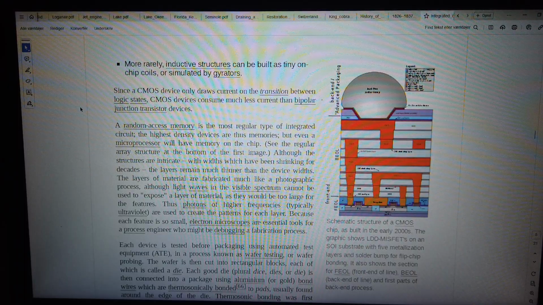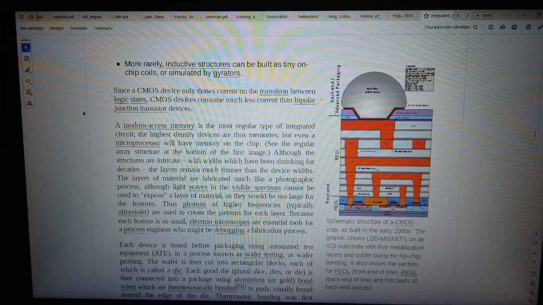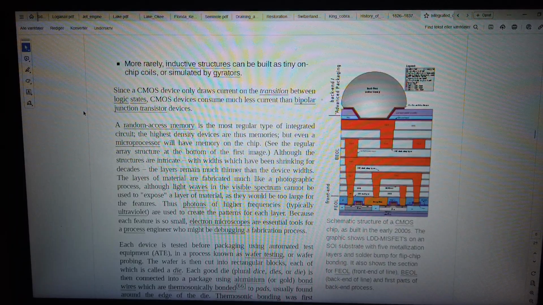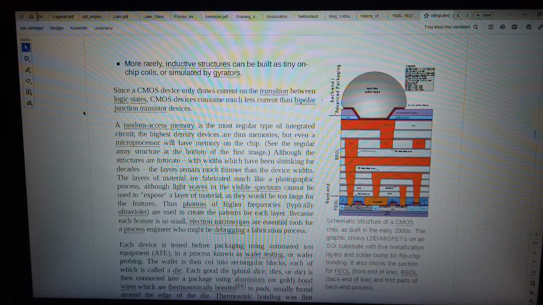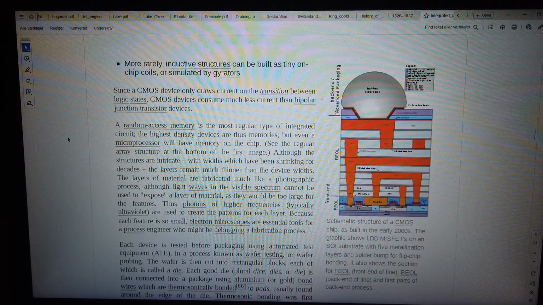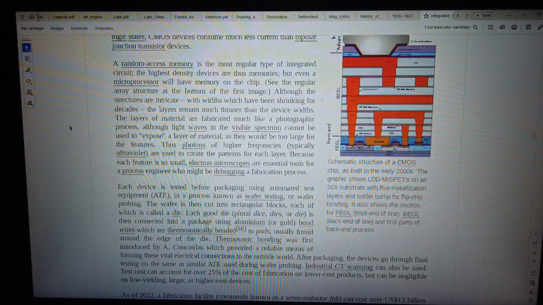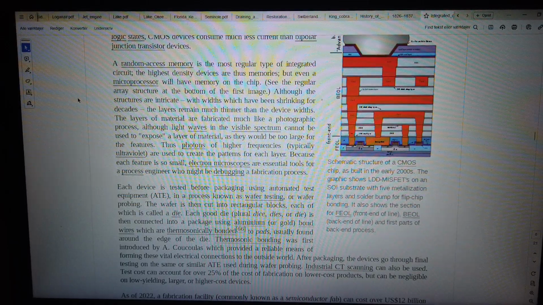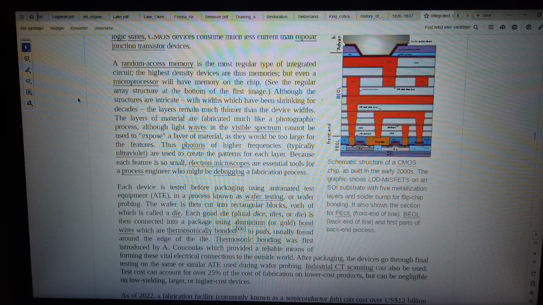Since a CMOS device only draws current on the transition between logic states, CMOS devices consume much less current than bipolar junction transistor devices. A random access memory is the most regular type of integrated circuit. The highest density devices are thus memories, but even a microprocessor will have memory on the chip. See the regular array structure at the bottom of the first image.